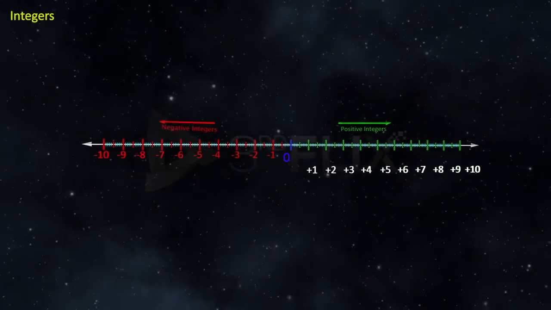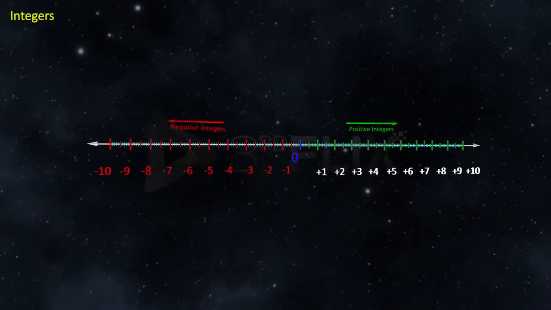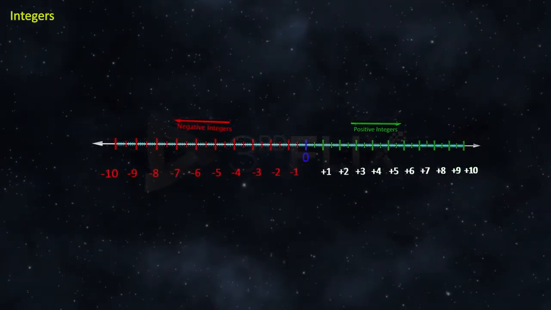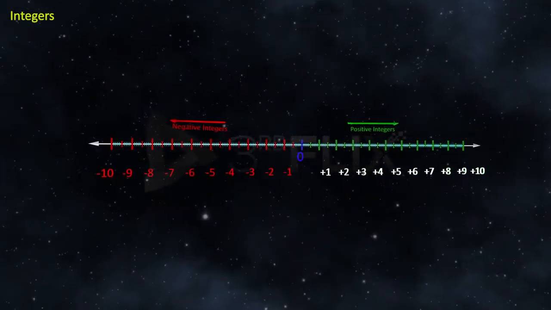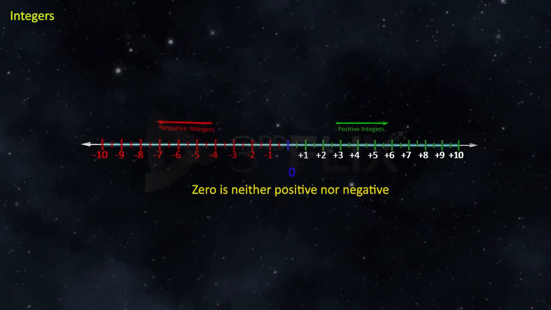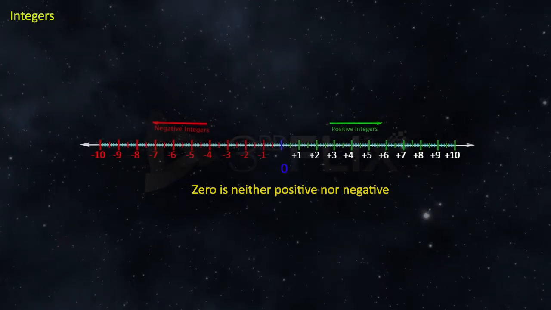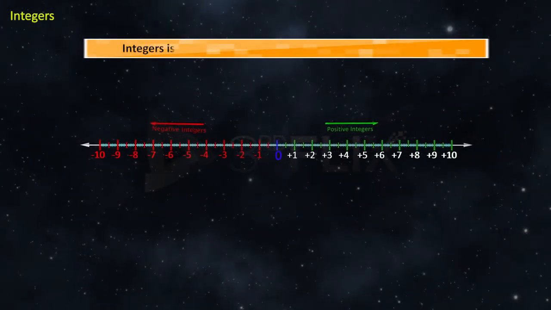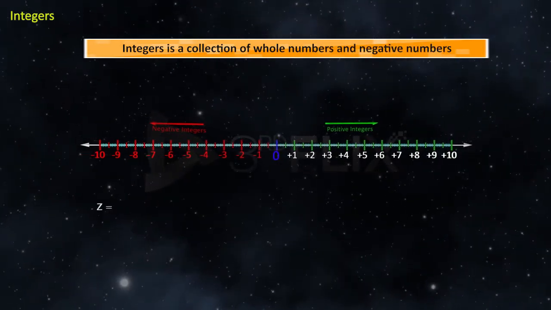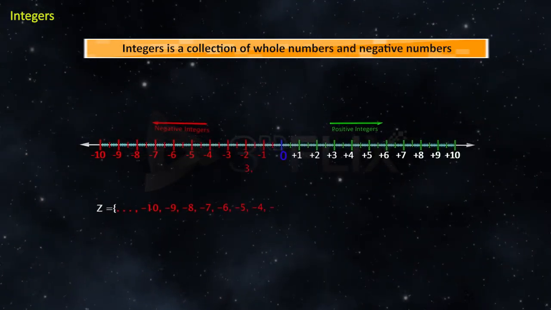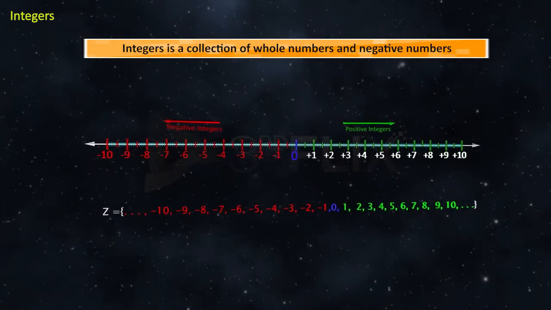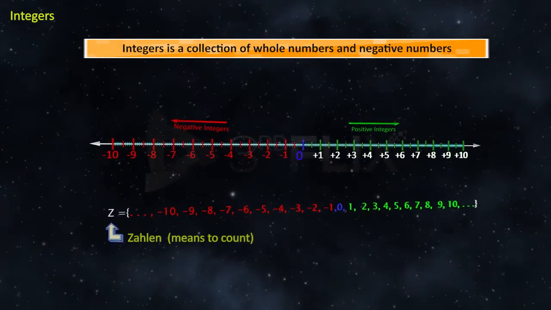Plus sign and minus sign are opposite in nature. Hence, they are used to represent opposite things in life. 0 is neither positive nor negative. So what are integers? Integers are a collection of whole numbers and negative numbers. Integers are represented with the letter Z. Z stands for the German word zählen, which means to count.